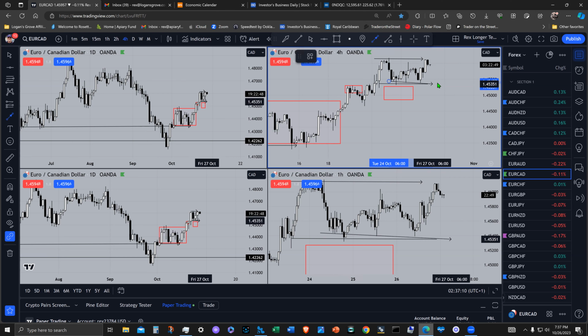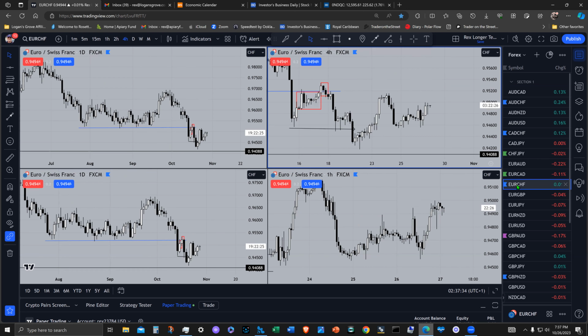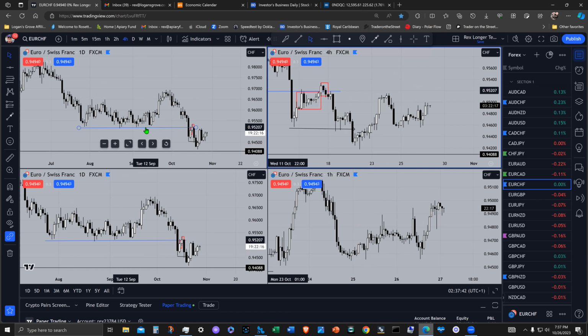And I'm going to come into here and put on a buy limit on the EuroCAD. Euro Swiss. This line here, major support, now resistance, 0.95207. That's a sell limit.